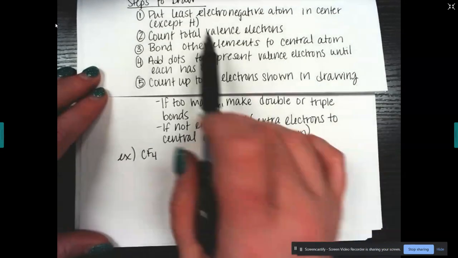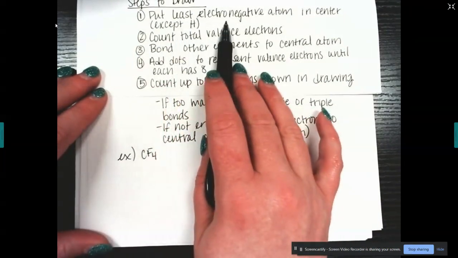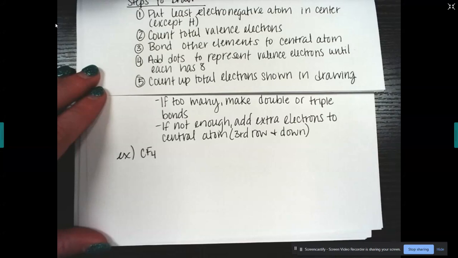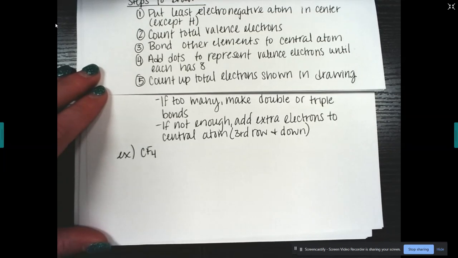Okay. So the first thing you're gonna do is put the least electronegative atom in the middle. Do you guys remember the trend for electronegativity? Up and to the right. So if you want the least electronegative, you want the farthest down and to the left, okay?